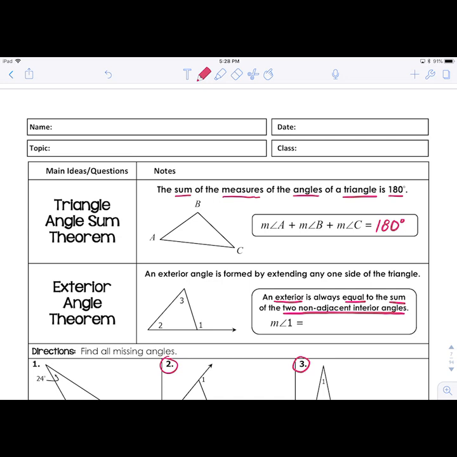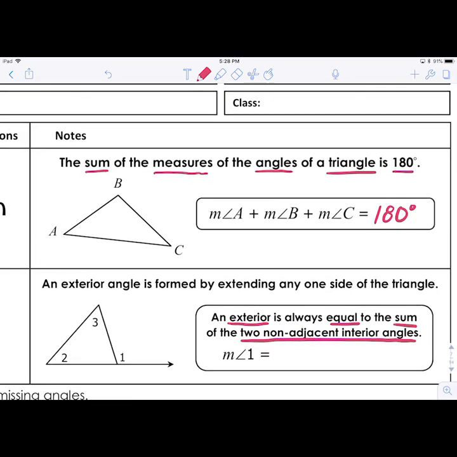The first one I have alluded to in class many times before, and that's the triangle sum theorem. We can just call that the TST if you want. It says the sum of the measures of the angles of a triangle is 180 degrees. All of the interior angles, angle A plus angle B plus angle C, have to add up to 180 degrees, always.